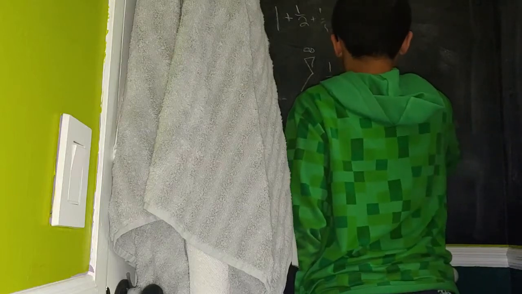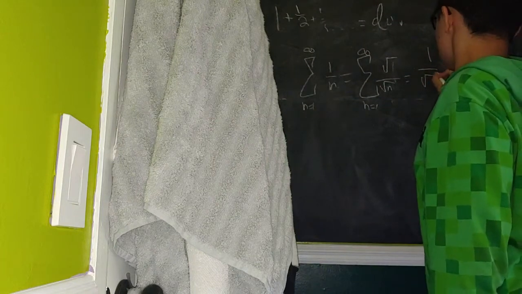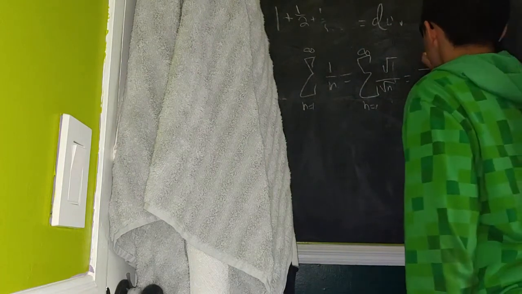Alright, there. So now what I was actually going to do is take the square root, which, yeah, we're gonna do that because you can do that. So this is going to be the sum from n equals 1 to infinity of the square root of 1 over n, which is equal to 1 over square root of n. Actually, no, the series of that.